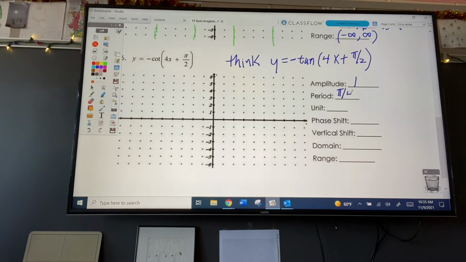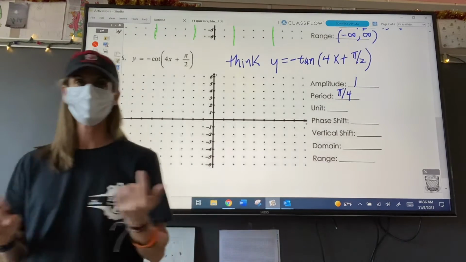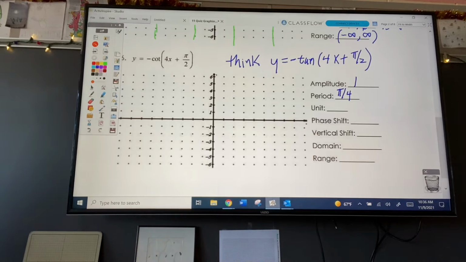Excellent. Which makes the unit. Take pi over 4 divided by 4, or multiply by 1/4. What do you get? Pi over 8, or pi over 16. I can't multiply. Okay.